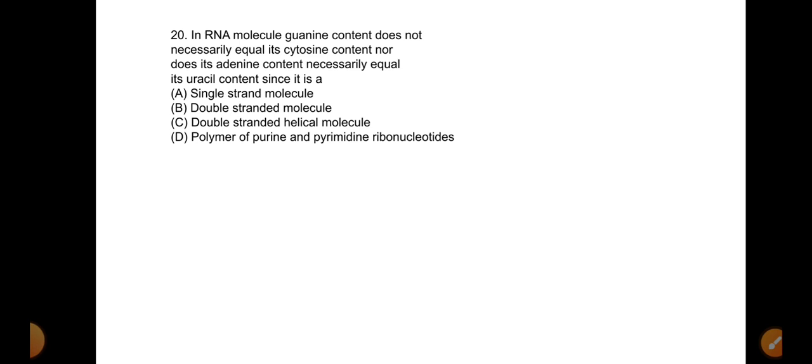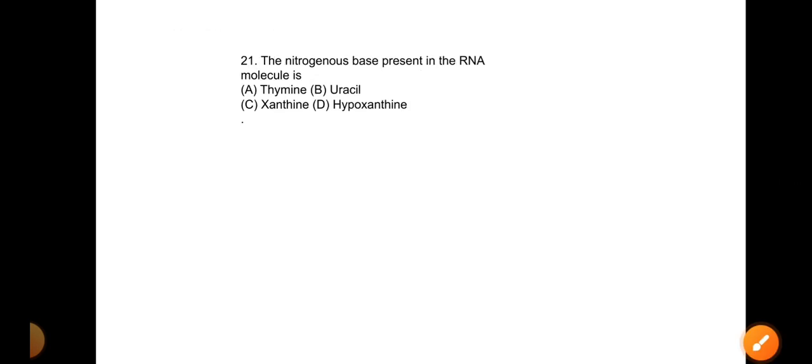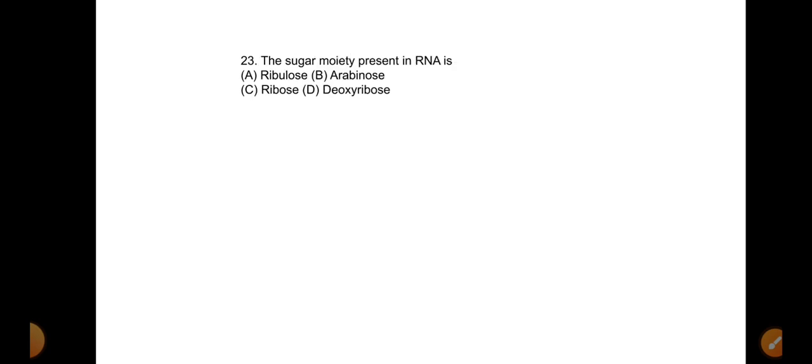In RNA molecule, guanine content does not necessarily equal its cytosine content, nor does its adenine content necessarily equal its uracil content. Since it is again a very easy but applied question. 21, the nitrogenous base present in the RNA molecule is. 22, RNA does not contain. 23, the sugar moiety present in RNA is.